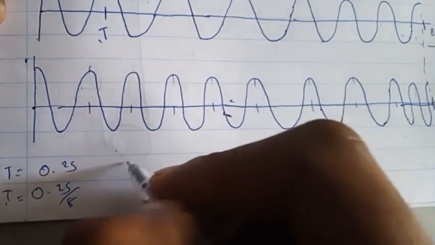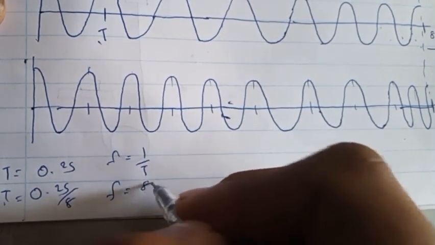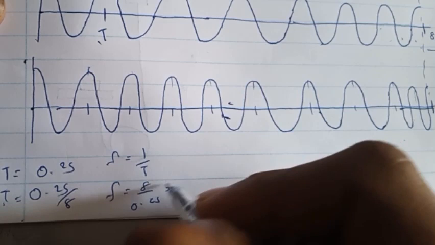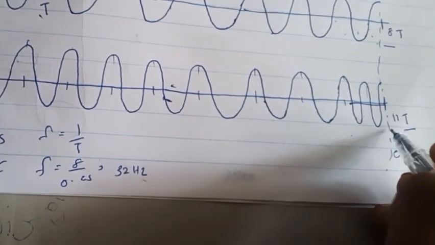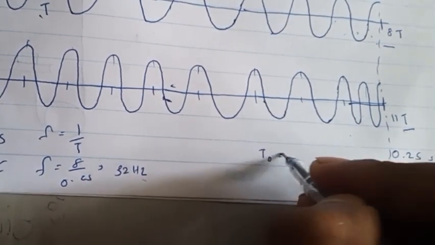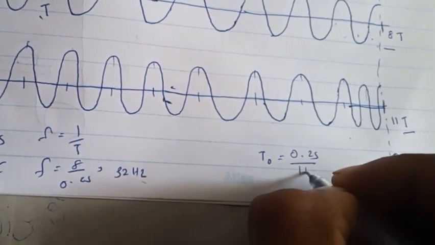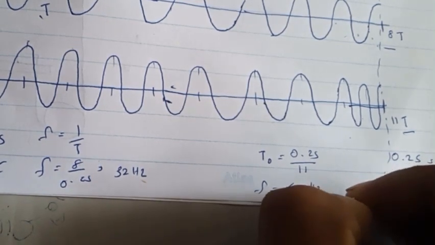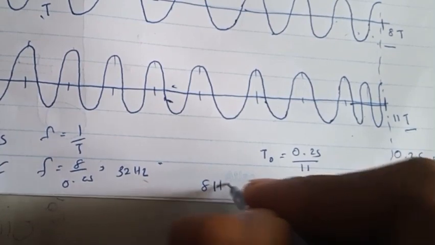Now what's the frequency of this object? Frequency is 1 over t. So from here frequency is supposed to be equal to 8 over 0.25, which means 32 hertz. Similarly, if I use on to here, t naught is supposed to be equal to 0.25 divided by 11. The frequency is supposed to be equal to 11 over 0.25, which is 44 hertz. So what's the beat frequency? 44 hertz minus 32 hertz, which is going to be 8 hertz. Right. So now let's have a look at question number 12.